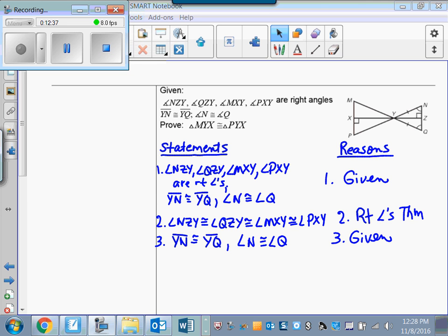Alrighty, so there are my first 3 steps. Steps 1 and 3 are just the given, and then I went ahead and I said in step 2 that all those right angles that were given to me are congruent. And of course the reason I know that is by the right angles theorem that says all right angles are congruent. So if you have time tonight, go ahead and see if you can finish that proof, and then we will go over it at the beginning of class tomorrow.